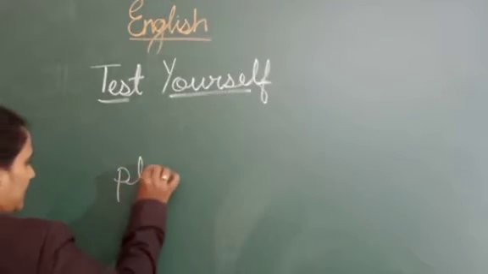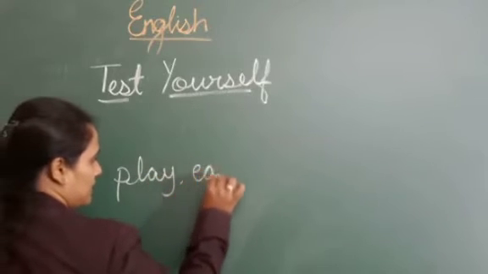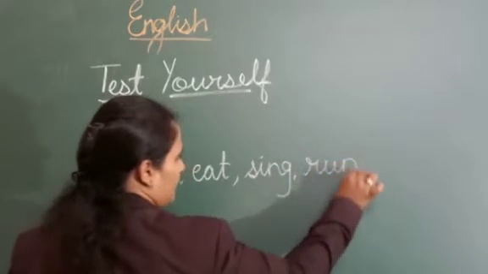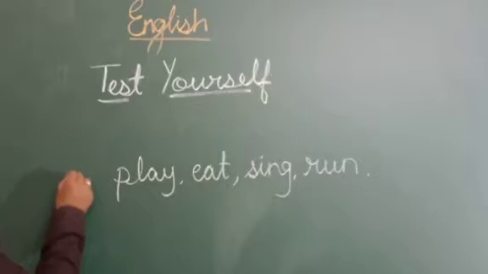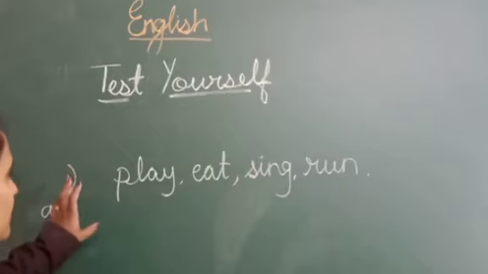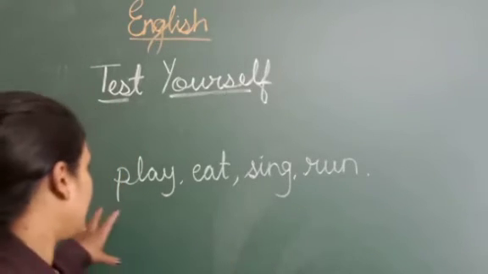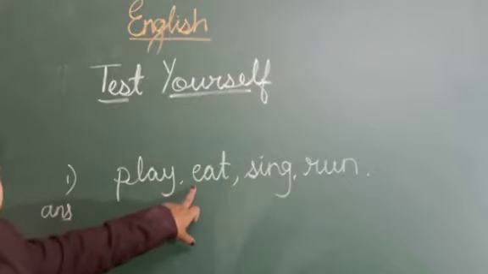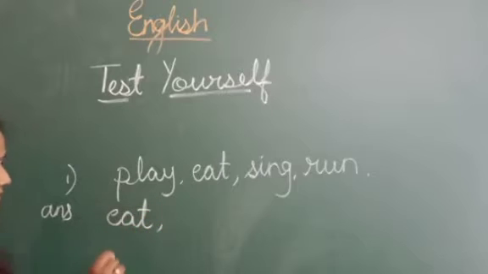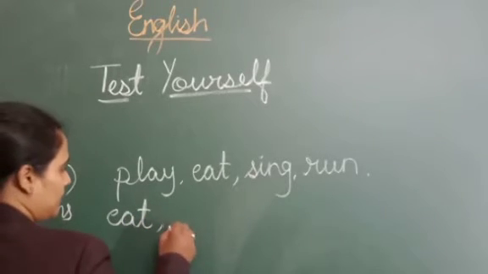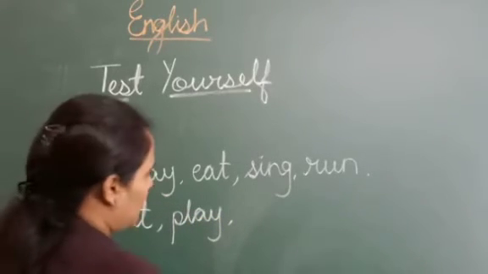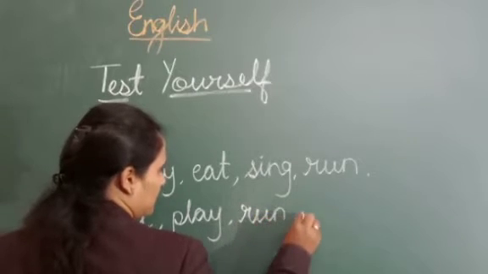Now, play, eat, sing and run. These words have been given to you. In this you have to write them in dictionary order. Now what is dictionary order? You have to say ABCD. Now from ABCD which letter will come first? E. So you have to write first E, eat. Then after that which letter will come? P, play. Then R. S.